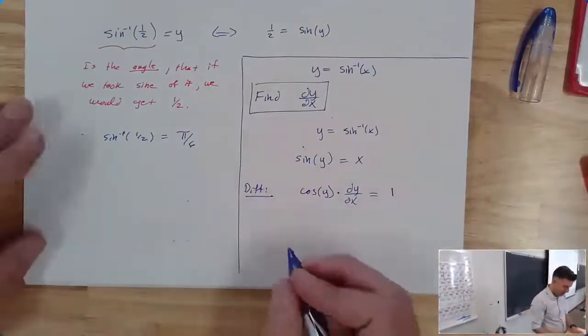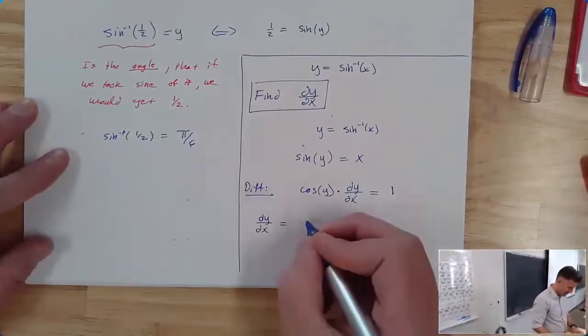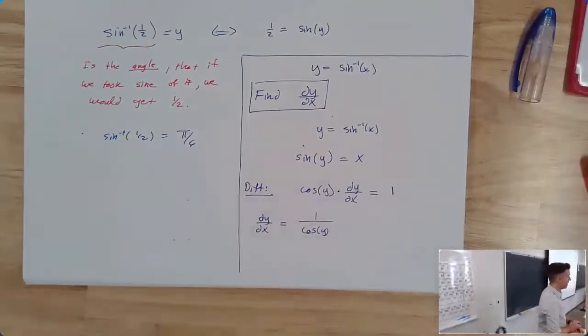So now we're going to solve for dy/dx, but as is typical, we're a little sad because dy/dx is going to be 1 over something with y's in it. We need to deal with that, because if your original function is a function of x, your derivative should also be a function of x. So how are we going to deal with that?